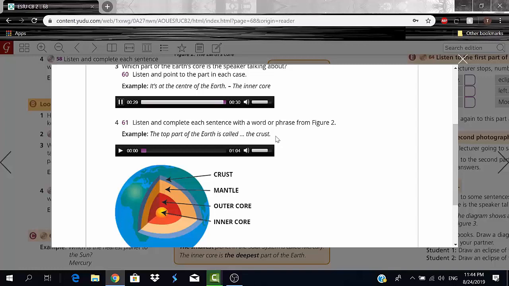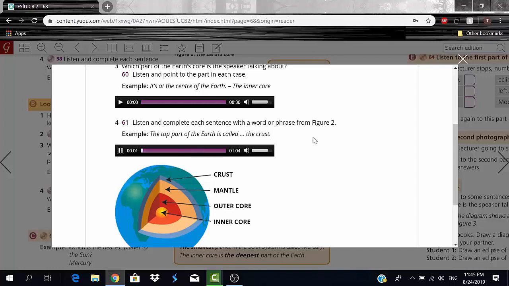Alright, so that's it. Simple stuff. Let's move to number 4. Listen and complete each sentence with a word or phrase from figure 2. Just like the previous audio and exercise A, we're going to be listening and completing each sentence with the correct piece of information. So here's an example. The top part of the earth is called, and we're going to have to answer, the crust. Okay, so here we go.